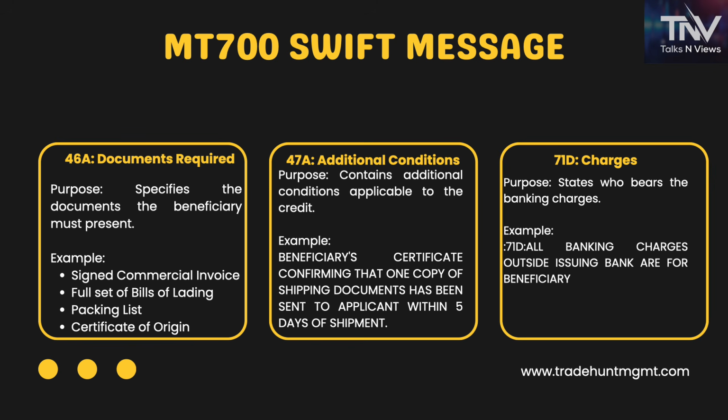Field 47A, additional conditions. Purpose of this field, contains additional conditions applicable to the credit. Example. Beneficiary certificate confirming that one copy of shipping documents has been sent to applicant within 5 days of shipment. This field can create significant discrepancy risk if conditions are unclear, contradictory or difficult to evidence.